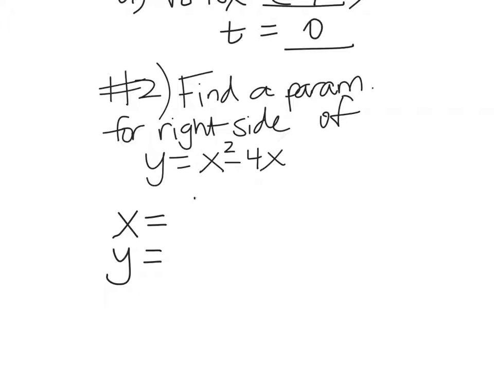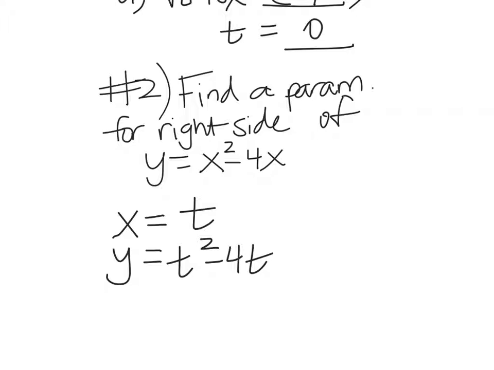You can let x equal t, which means y would equal what if we plug t in? Perfect. T squared minus 4t. That's nice, right? That's easy. Let x equal t, and then y would be t squared minus 4t. But we want only the right side. That's the hard part about this problem. You want just the right side.